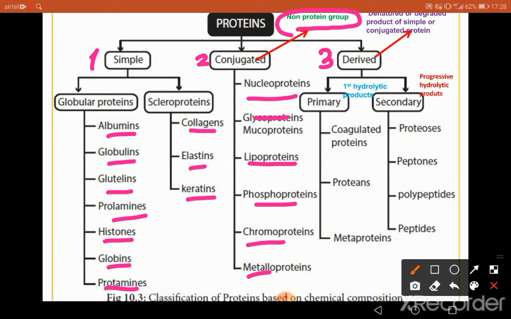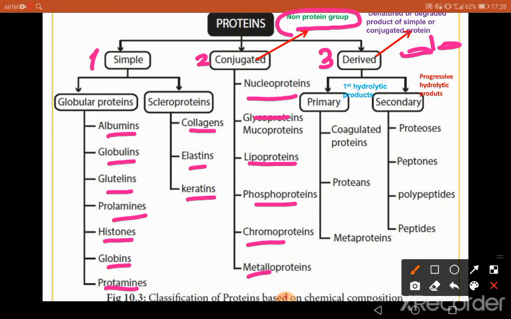The third one is the derived protein. Derived proteins are nothing but the denatured or degraded product of simple or conjugated protein. These are broken proteins. When the proteins are broken, we get derived proteins from either the simple or the conjugated protein, or in simple terms we can call them the first hydrolytic products.